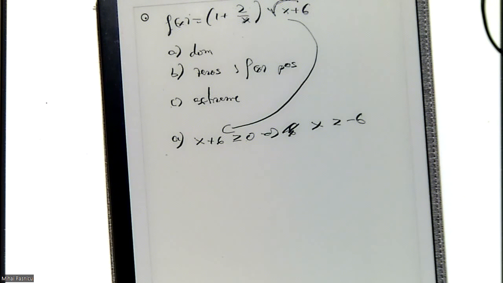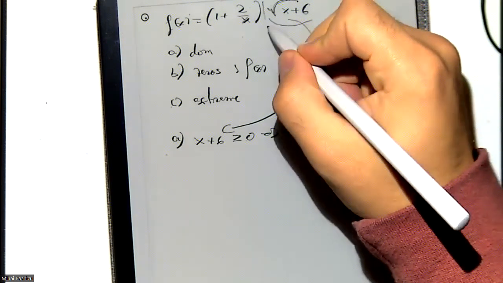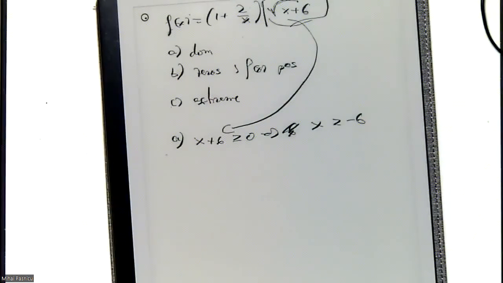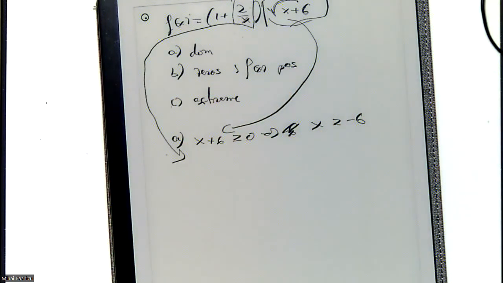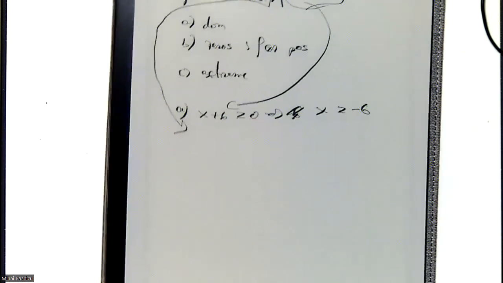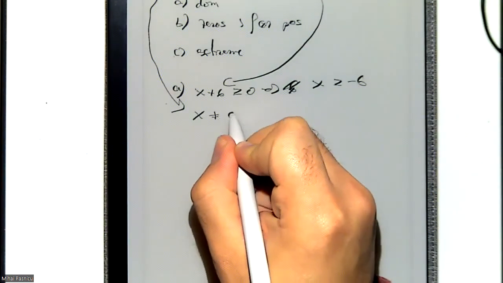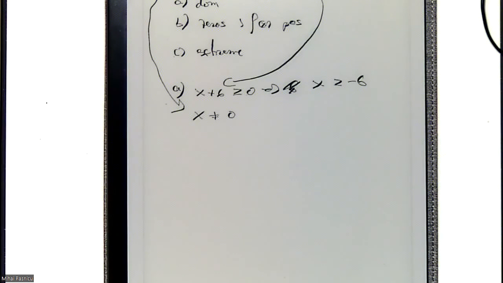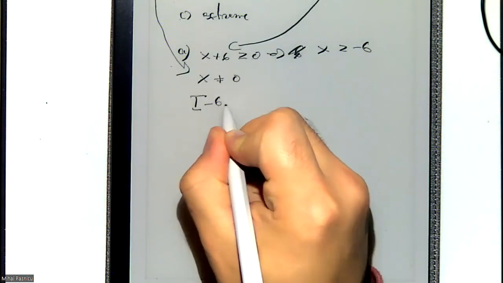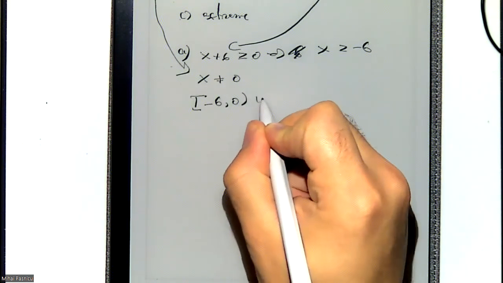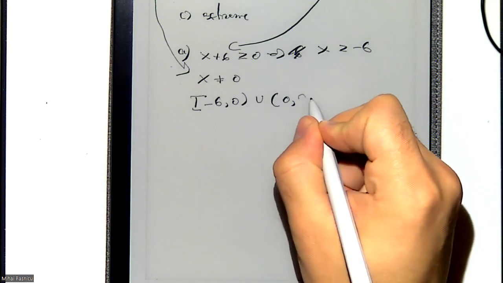If this is happening, I'm fine. This square root is fine. What other things can I get? 2 over square root of x. 2 over square root of x means that x cannot be 0 because I can't divide by 0. Are there any other restrictions? No. So to wrap it up, what is my domain? My domain is something like minus 6 to 0, and then 0 to infinity.